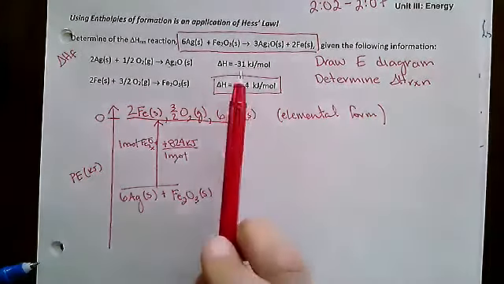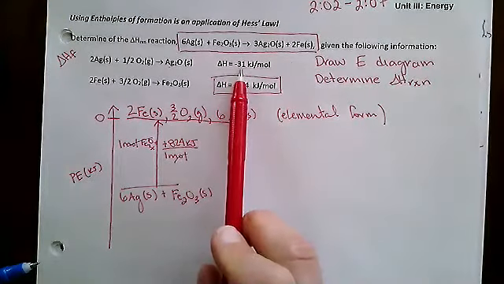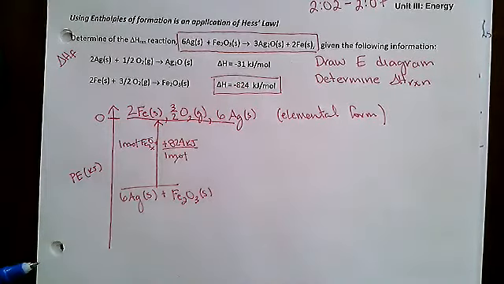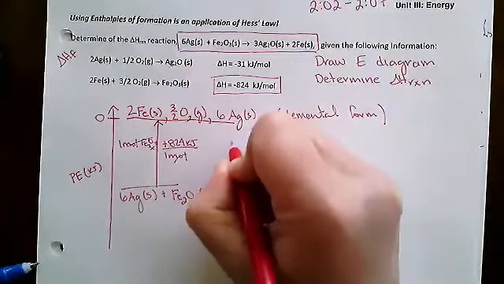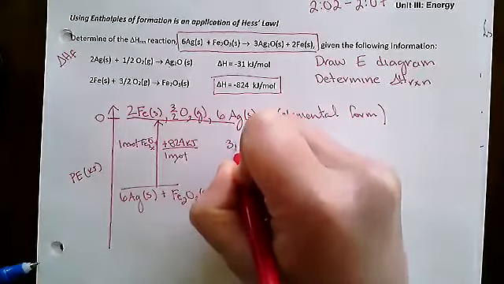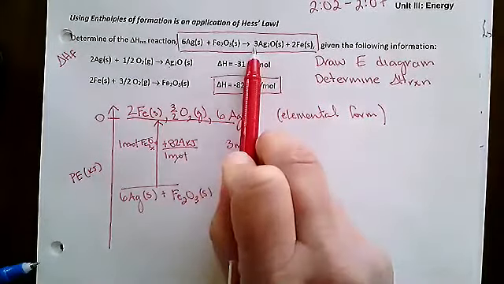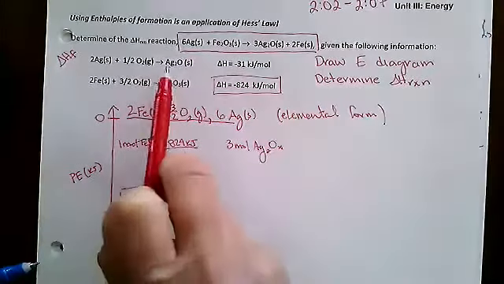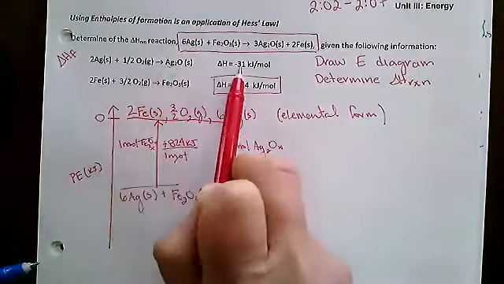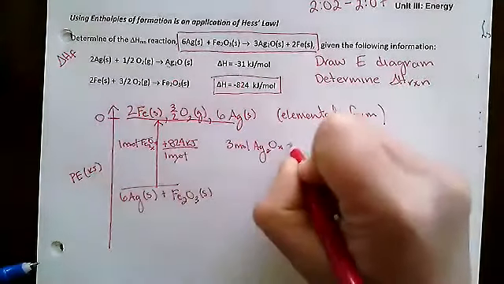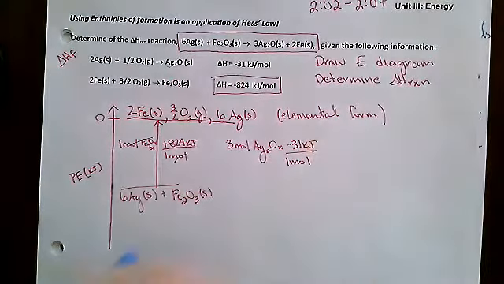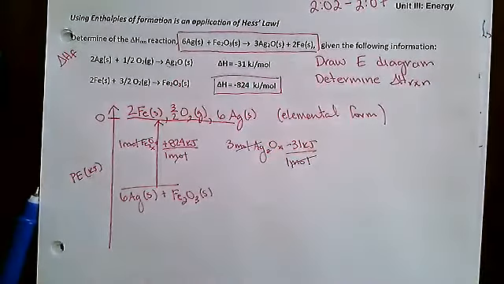93. Negative 93? Yeah. So what Zach did is he said there's 3 moles, up here, of silver oxide. And for every 1 mole, negative 31 kilojoules is released. So 3 times 31 is negative 93.